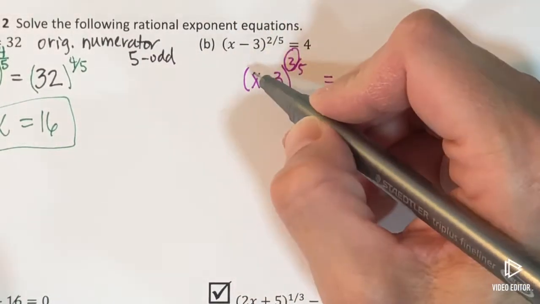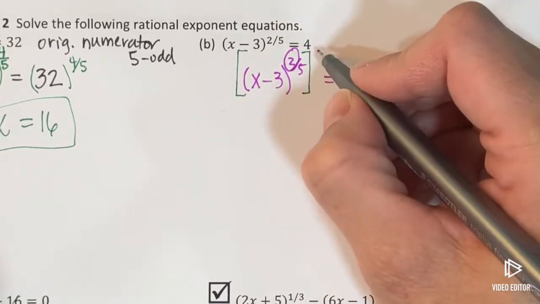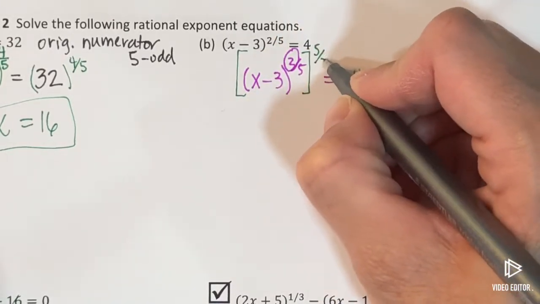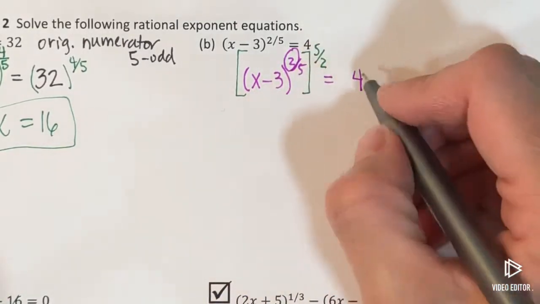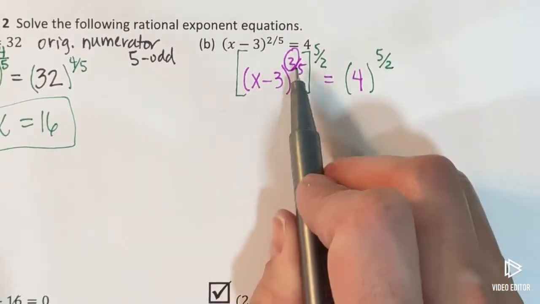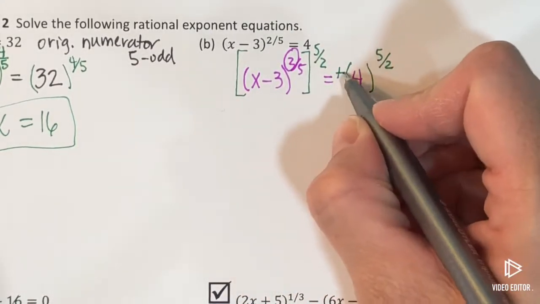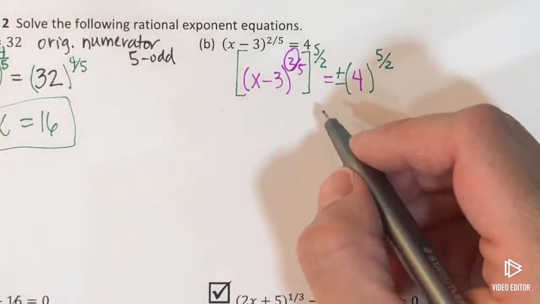I'm going to raise both sides of this. So I'm going to use brackets, because I don't like parentheses within parentheses. So I have 2/5. Reciprocal of that's 5/2. Whatever you do on the left, you do on the right. And because my original numerator is even, I'm putting a plus or minus out there. If your original numerator is odd, do not put that plus or minus.